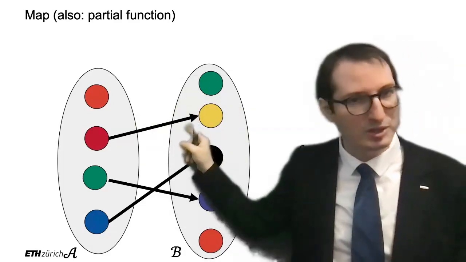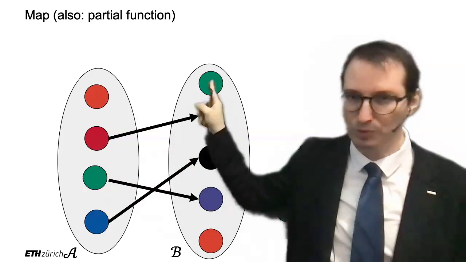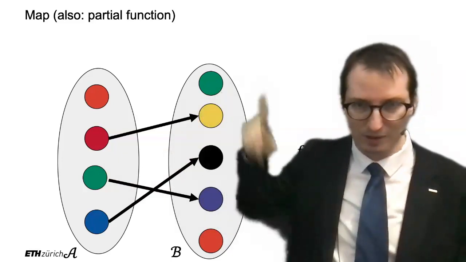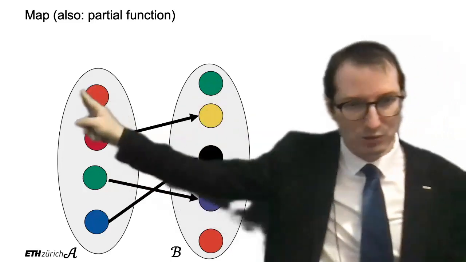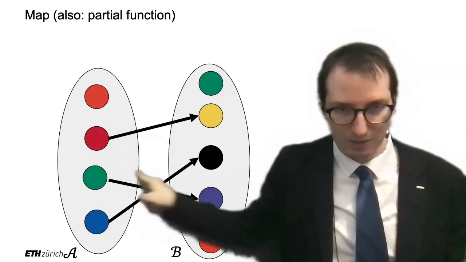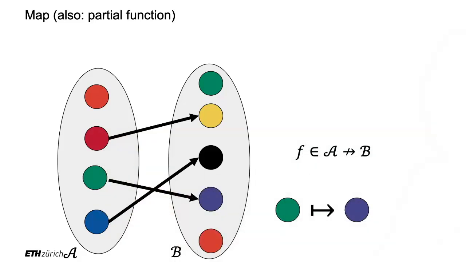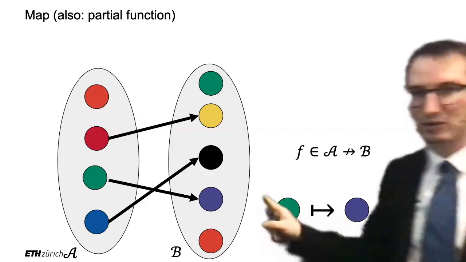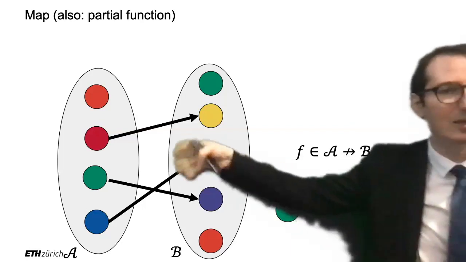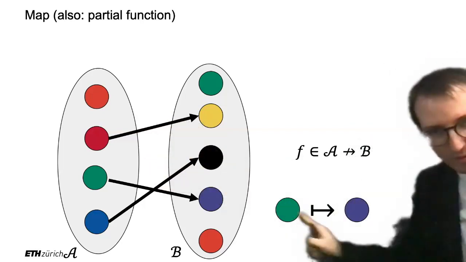You also have the possibility that 2 of them go to the same. You also have the possibility that some of them are not associated with anything. So here it's just 0 or 1 arrows that leave. That's called a map, okay? We use the same notation for the maps. You know, it can be seen as incomplete functions, like partial functions. So we have the same notation here.